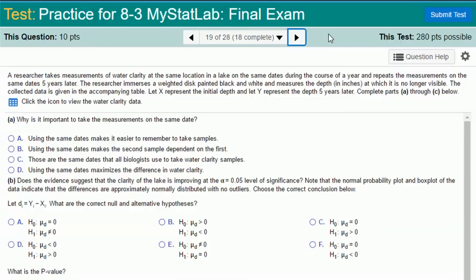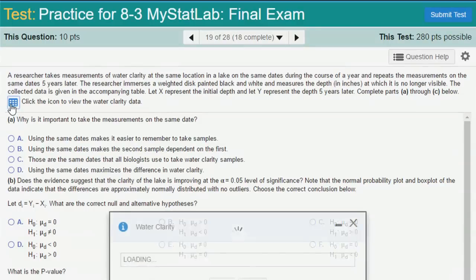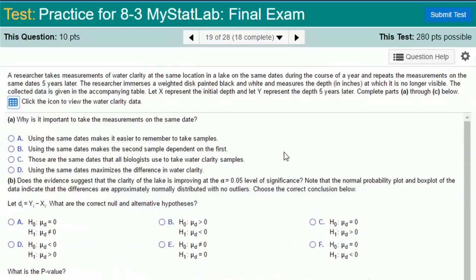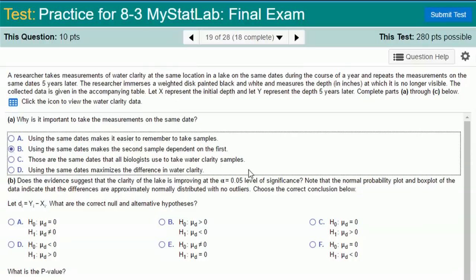Okay, so again we have paired data on this date, the depth, and then 5 years later. So first off, why is it important to take the measurements on the same day? Well, we're pairing things up because we don't want other factors like the weather or the season, the season is the main thing. Using the same dates makes the second sample... Let's see. Using the same date maximizes the difference. No. Using the same date makes it easier to remember to take samples. No. Using the same date makes the second sample dependent on the first. Yeah, that's true. That's basically it.